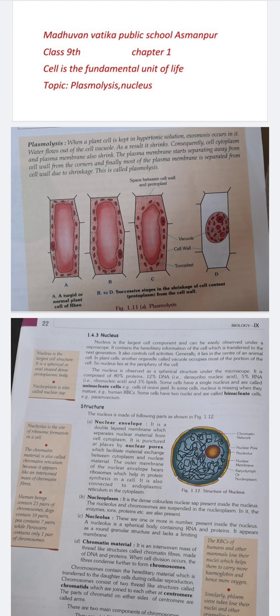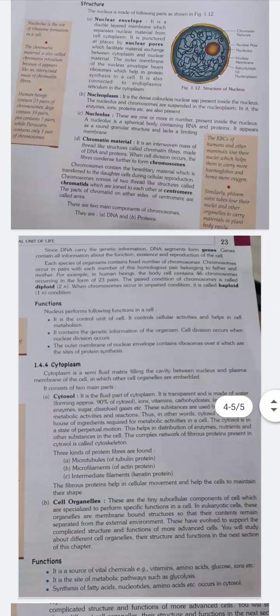Then there are two main components of the chromosome, that is the DNA and the proteins. What is DNA? DNA carries the genes, that is the deoxyribonucleic acid having the genetic information. Genes contain all the information about the function, existence and reproduction of the cell.